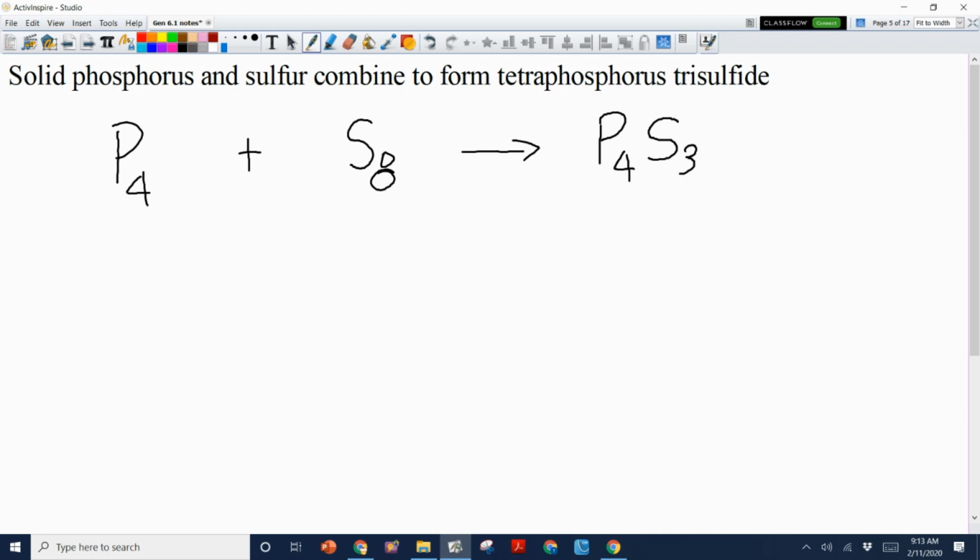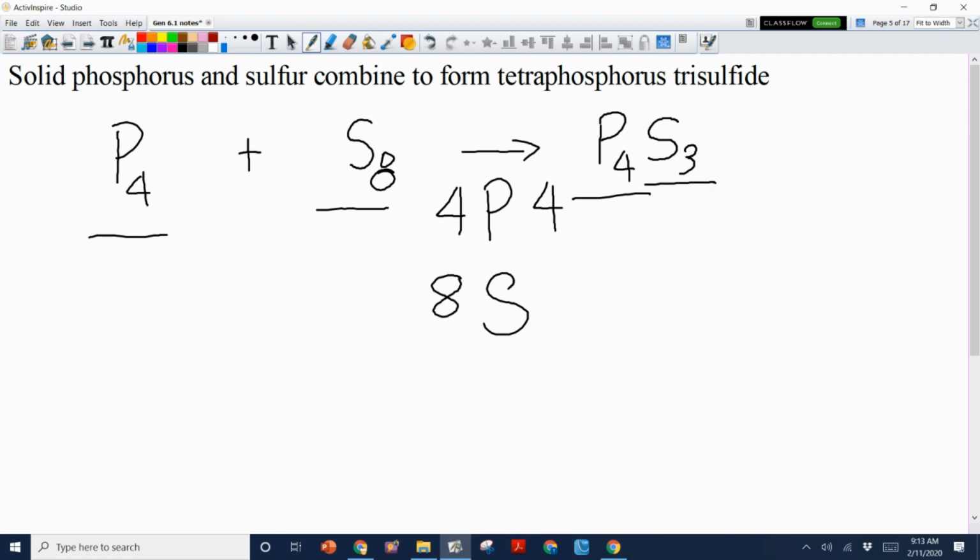All right, so copper and oxygen are not in here, so we can just balance these the way we see them. Phosphorus and sulfur. So we have 4 on this side for phosphorus, and we have 4 on this side for phosphorus. So that's a check. We have 8 here for sulfur on this left side, and on the right side we have 3. So that does not check out. We have to make that equal.